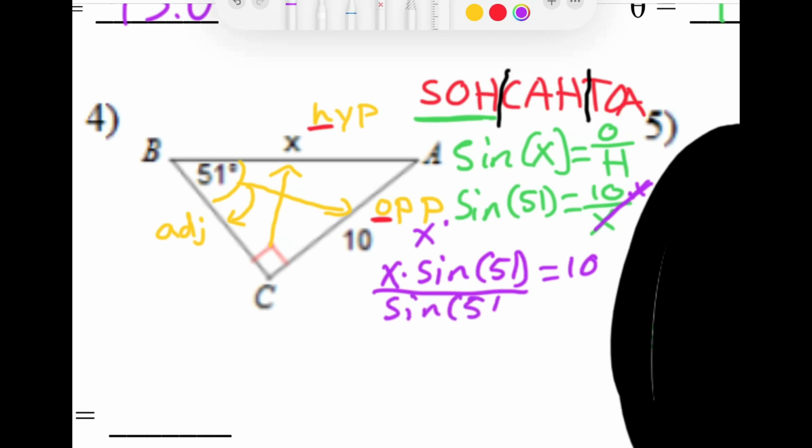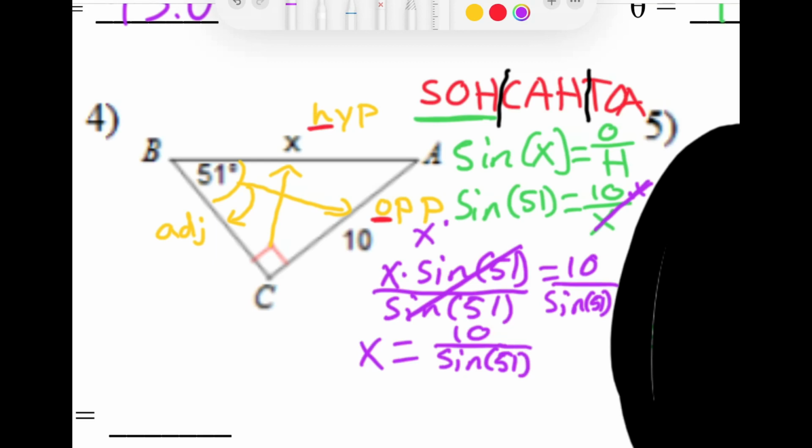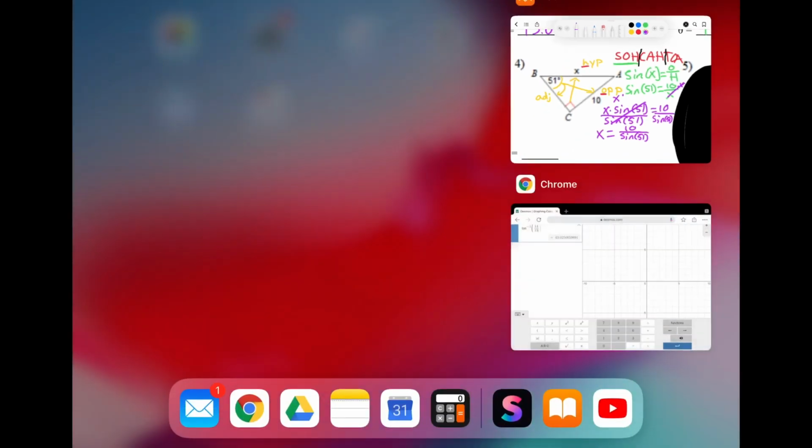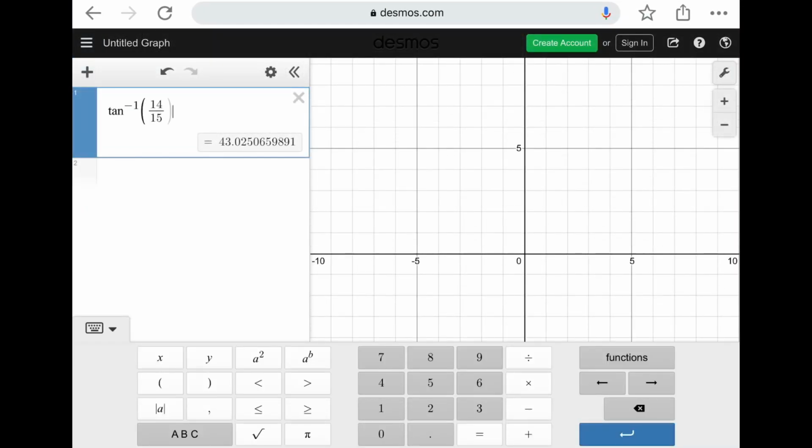Divide by sine of 51. Sine of 51's cancel out. Left with x equals 10 over sine of 51. And we're going to go into our calculator and type this in. So you can go into another box in Desmos, or you can just exit out of it. But we have 10 divided by sine of 51.